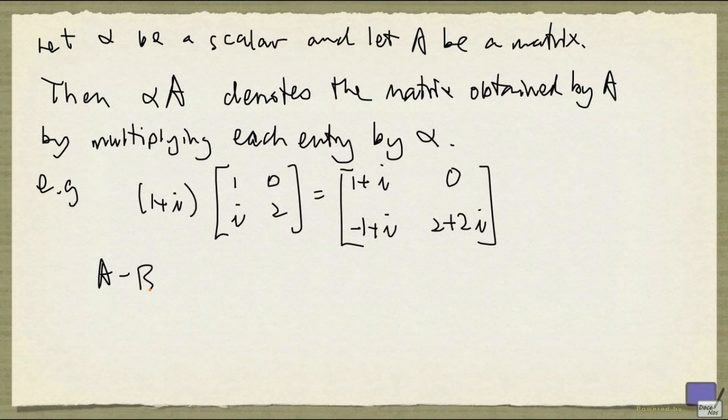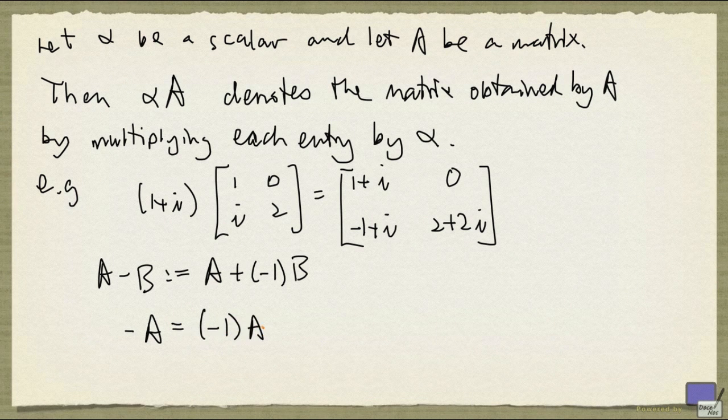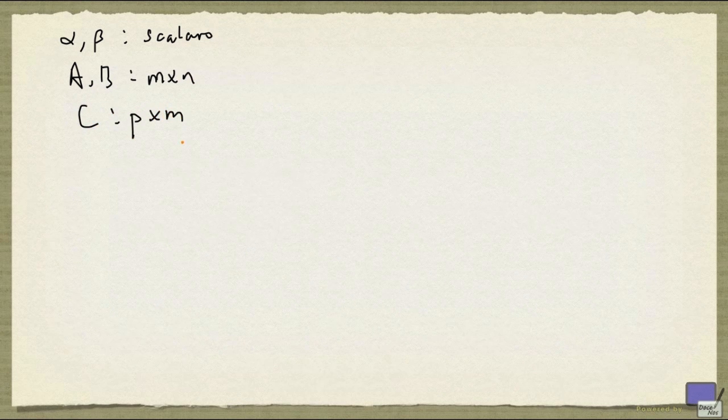And the way matrix subtraction is defined is simply this. We take A plus minus 1 times B. And the negation of a matrix A is defined to be minus 1 times the matrix A. There are a number of properties that involve scalars and matrices. Let alpha and beta be scalars, and A and B be m by n matrices, and C be a p by m matrix. Then the following properties hold.